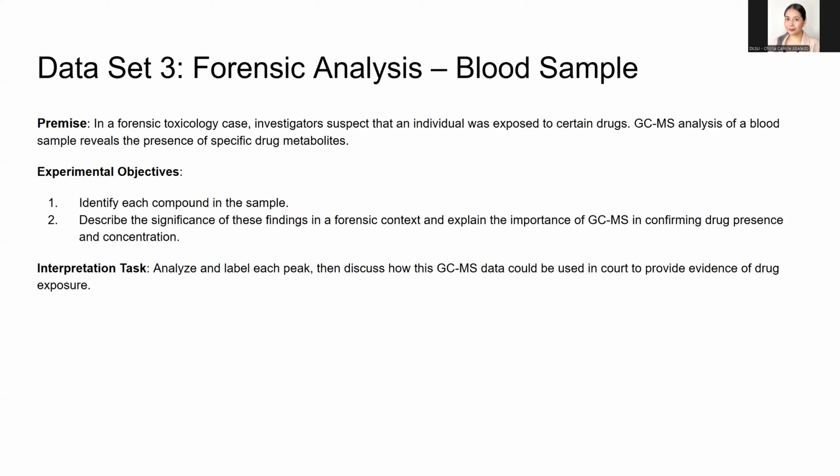So you need to identify what compounds are found in the sample and describe the significance of these findings in the context of forensic analysis, especially in terms of whether they have been taking or have been exposed to certain drugs. So just like the previous groups, you analyze and label each peak in your GCMS data and describe how this data can be used in a court of law to provide evidence of drug exposure.